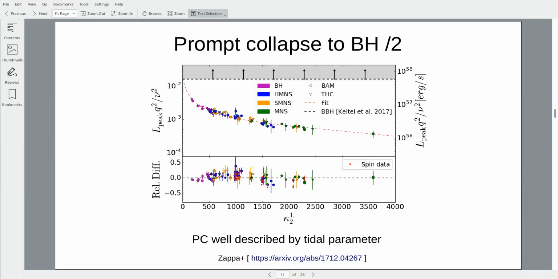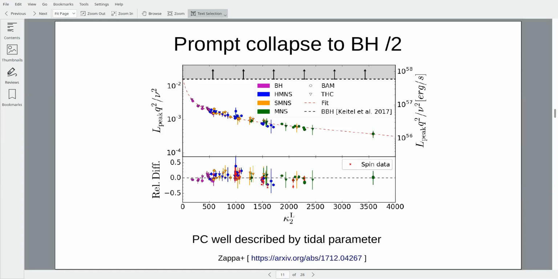There's a second approach. You can learn something about the prompt collapse if you study the gravitational wave luminosity. In fact, this was a byproduct, sort of. This plot shows the peak luminosity of the gravitational wave from the binary neutron star merger as a function of the tidal parameter. You can describe it just using that and the mass ratio. You can nicely describe the peak luminosity of this object. This is exact, from the simulations.